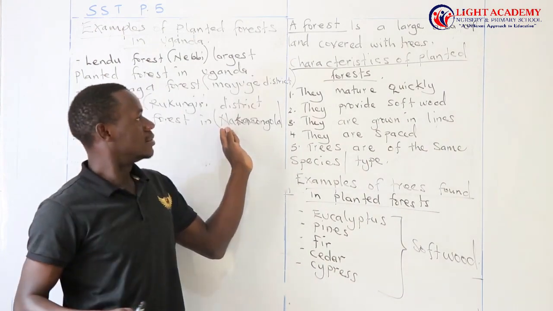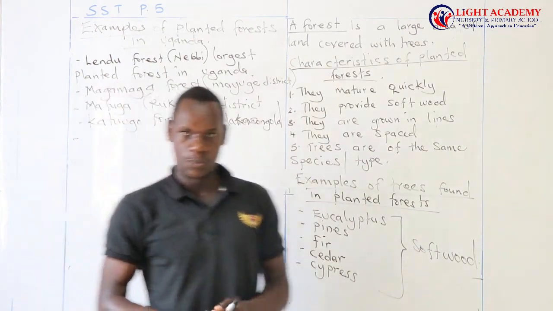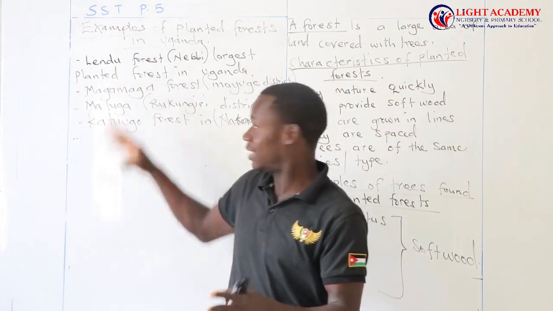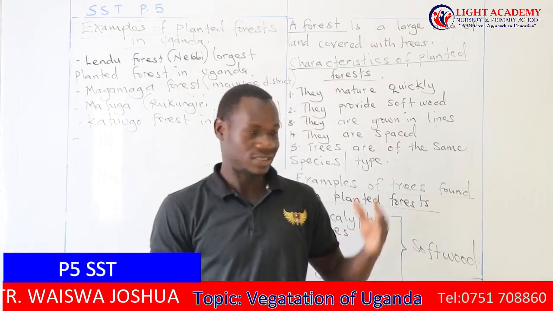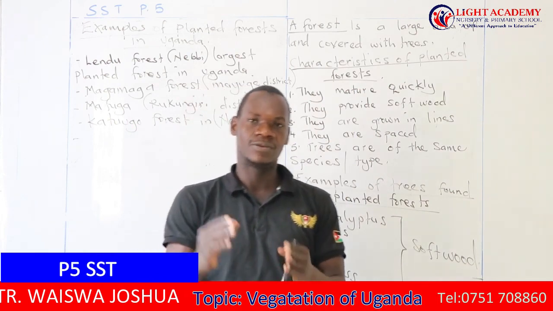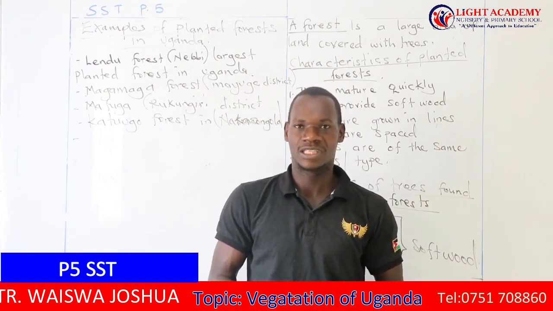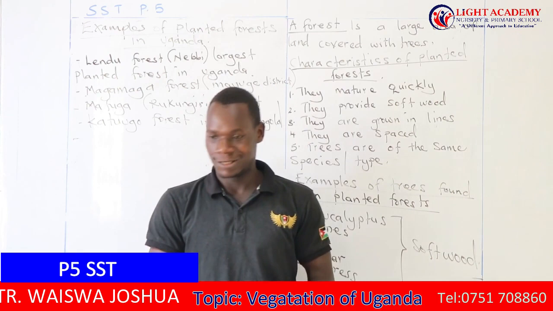My dear learners, we can stop here. We shall continue here another time. Allow me to end here. However, we have been looking at vegetation, and we went further. We looked at a type of vegetation called the planted vegetation.